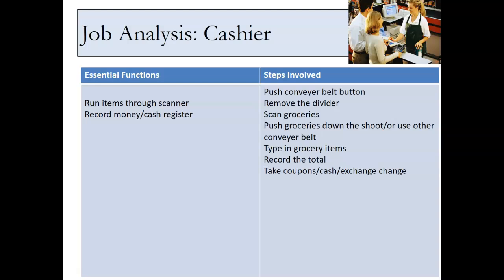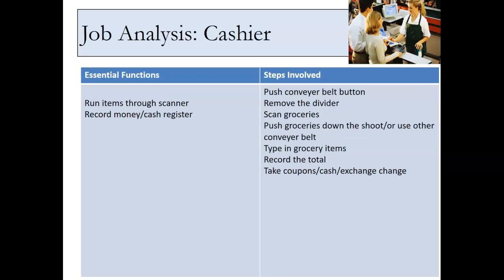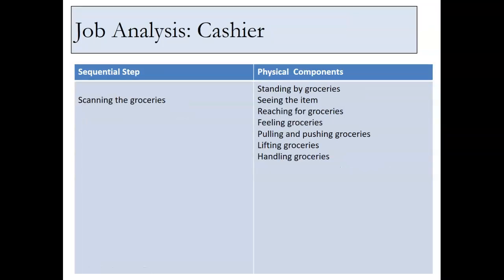The steps involved. These are the sequential steps. We broke it down into 1, 2, 3, 4, 5, 6, 7, I think. Push the button, remove the divider, scan the groceries, push them down the chute or use the conveyor belt, type in the items, record the total, take coupons, cash, exchange, change, that sort of thing. And then breaking down, we're just doing scanning. So scanning is the third thing we listed here. Again, you'd have to do it for all of these things, but we're just doing scanning as an example.